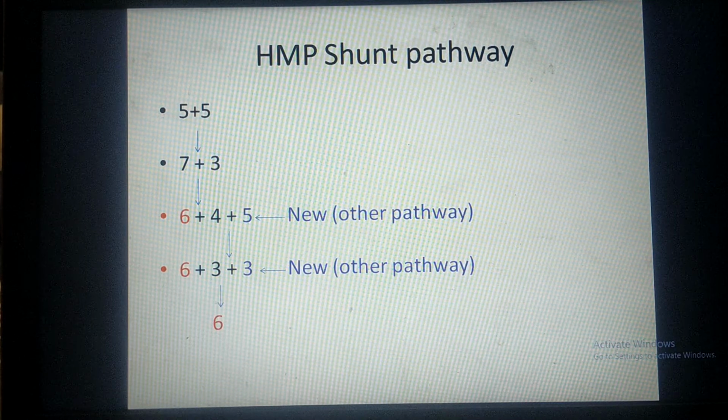Now the glyceraldehyde 3-phosphate of this pathway and glyceraldehyde 3-phosphate of another pathway, that means 3 plus 3, condense to form fructose 6-phosphate again, which is converted to glucose 6-phosphate. So in this way you can remember: 5 plus 5 gives 7 plus 3, 7 plus 3 combines and gives 6 plus 4 sugar, 4 plus 5 sugar combines to form 6 plus 3 sugar, and this 3 plus 3 sugar combines to form 6 carbon sugar.